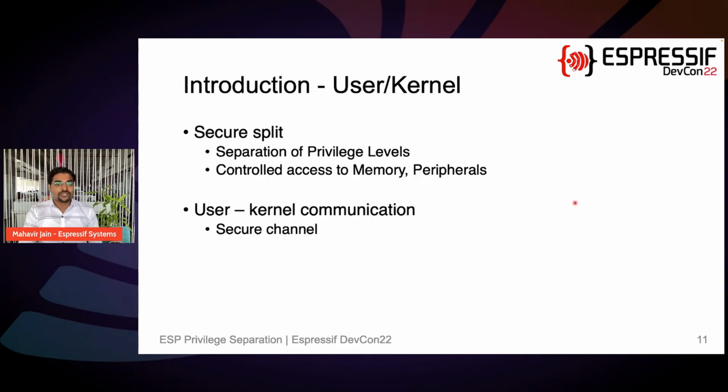So with secure split, we are saying that both firmware images will run in separate privilege levels. There would be controlled access to memory and peripherals. Again, this particular access is configurable and can be defined at the product definition stage. And there would be a secure communication channel between the two separate firmwares to avail some of the services that are exposed by the secure application. For example, it could be some OS services, networking services, and so on.